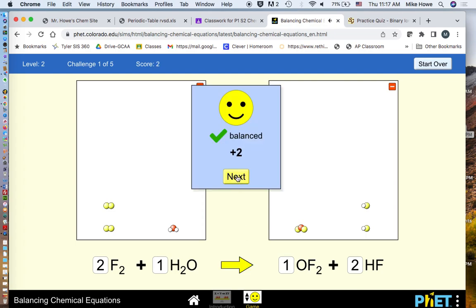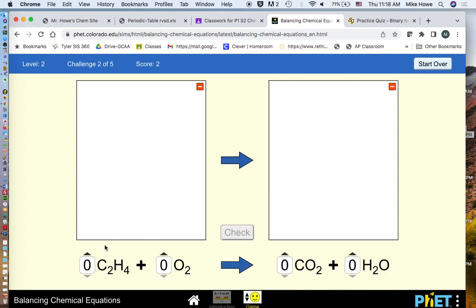All right, so if you get that right, you get 2 points. If you miss it, you get another try, you get 1 point. I'll show you what that looks like. So we'll put a 1 everywhere here. Always put a 1 in first.